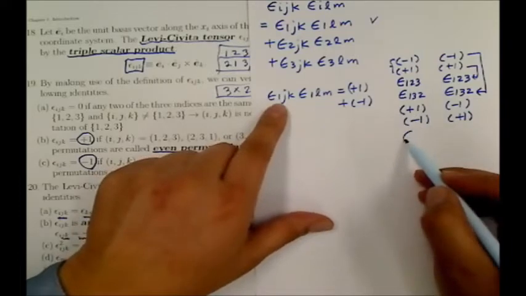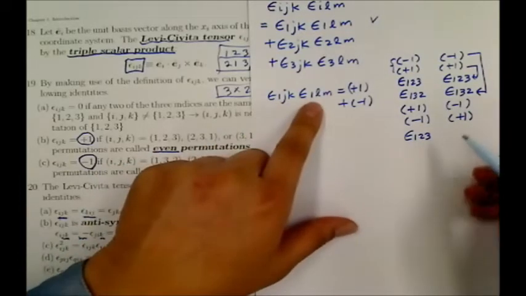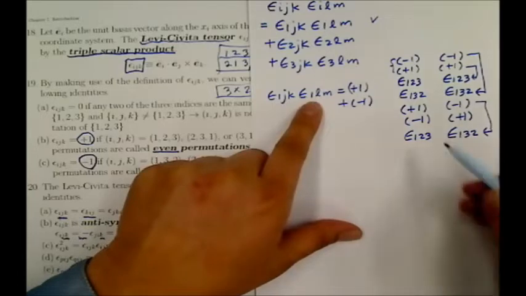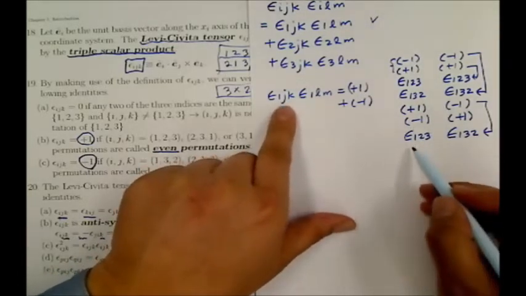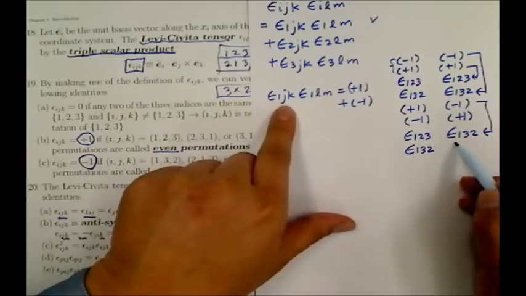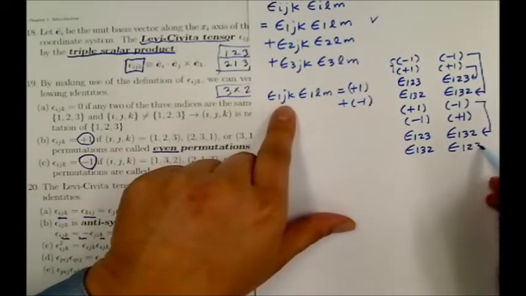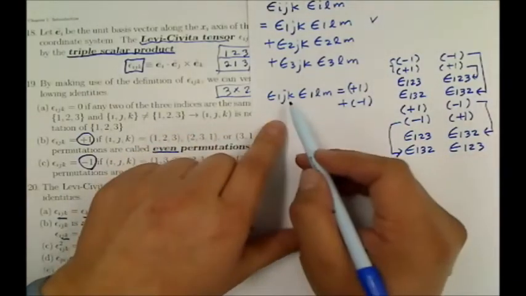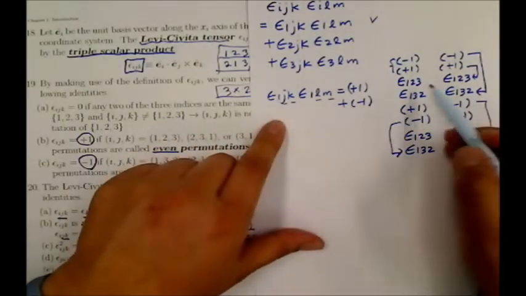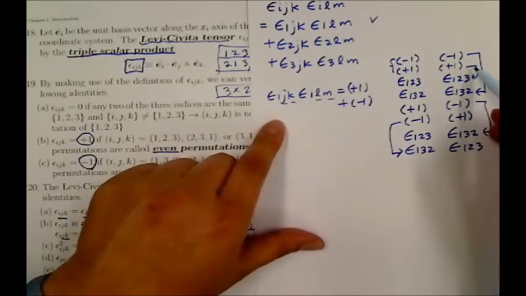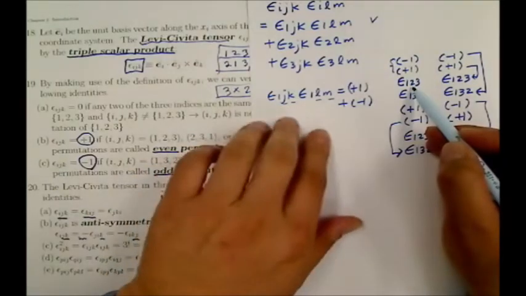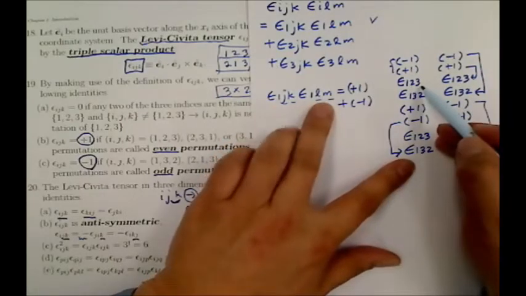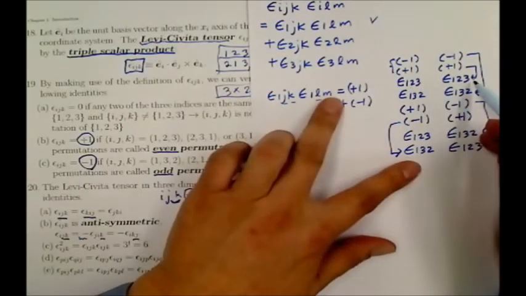Plus or minus epsilon 1,2,3 and minus epsilon 1,3,2. This is the case. And minus 1, plus 1, epsilon 1,3,2, epsilon 1,2,3. This is the case. If I look at JKLM in this case, these 2 and these 2 are the same. So J and L must be the same. And in this one, K and L must be the same.